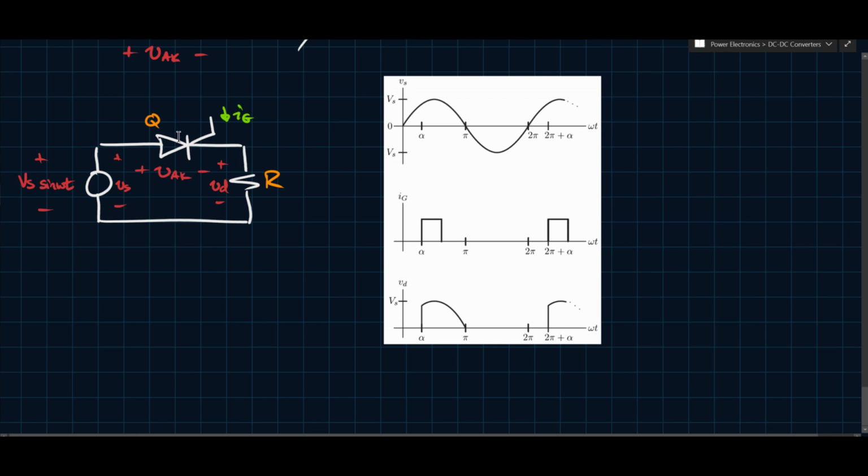Okay, so the gate signal is applied at some time, or some angle, I should say, alpha, and that alpha is somewhere between 0 and pi, because that's the time where Vs is greater than 0. So when Vs is greater than 0, during this region here, we apply this pulse at alpha, and you see that that's obviously lined up with this here. And then since that pulse is applied, this SCR starts to conduct, and we see that's when the output voltage VD becomes non-zero.